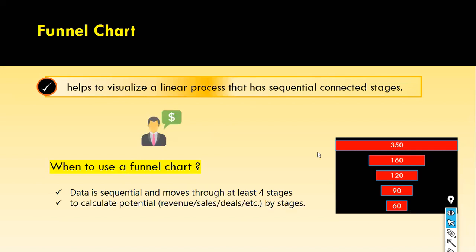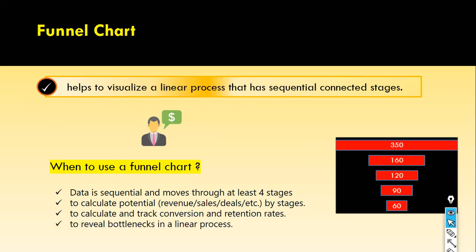Okay. And then the next one is to calculate potential revenue, sales or deals by stages, and to calculate and track conversion and retention rates. In that kind of situation, you can use it to reveal bottlenecks in a linear process. Important is the shopping cart workflow. They will be using it on the e-commerce site, right from the customer viewing the product until they check out. So where the bottleneck happened, to track that.